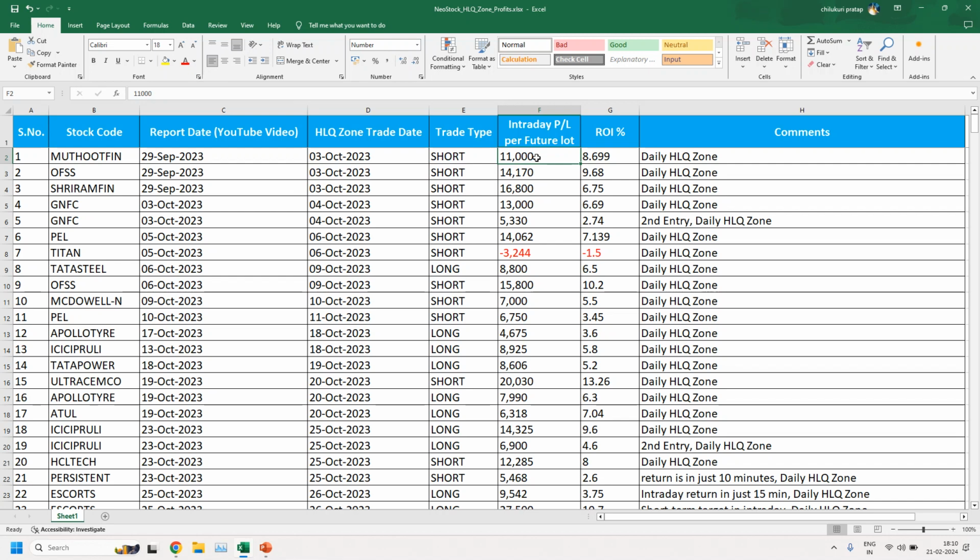Futures margin cost is our investment. Further, on that investment, we are getting an average of 6.1%. That is a huge profit. So that's why mostly we are closing our trades during the intraday itself. That is what I am recommending everyone. Close your trade during the intraday itself.